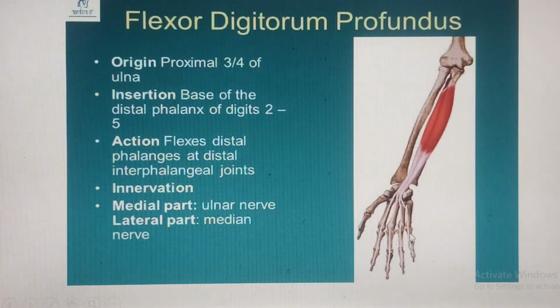Now, this flexor digitorum profundus is a hybrid muscle. Why? Because its medial half will be supplied by the ulnar nerve, and its lateral half will be supplied by the median nerve. So that is what you have to know about this flexor digitorum profundus, because it goes to the distal phalanges. It will be very important as far as flexion of the medial 4 digits at the distal interphalangeal joint is concerned.